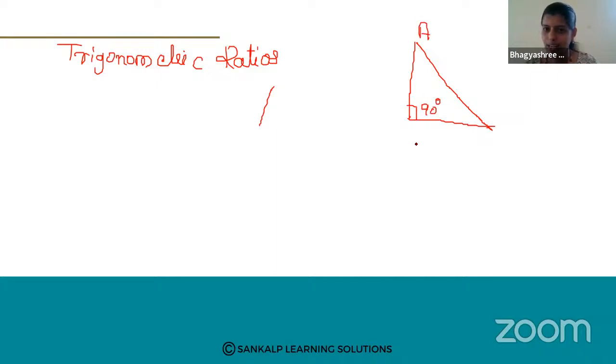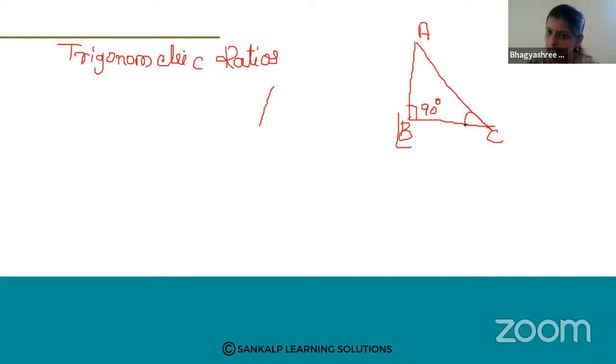So this is triangle ABC. In B, angle B is 90 degree, right? So based on this right angle triangle, we can define 6 trigonometric ratios, right? So we will now find out the 6 ratios.